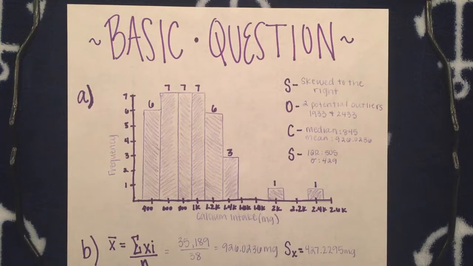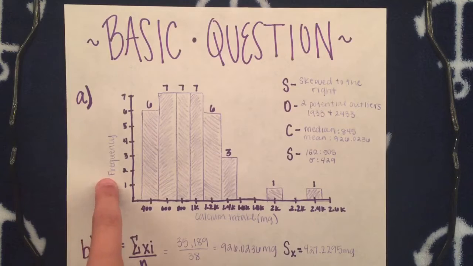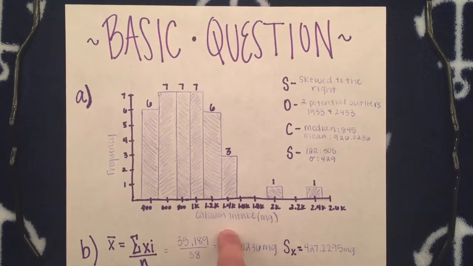So my part A is I created a histogram for the data. So I have the frequency on the y-axis and the calcium intake in milligrams on the x-axis. And we have to describe the distribution, not just graph it. So what I did is I used SOCS.